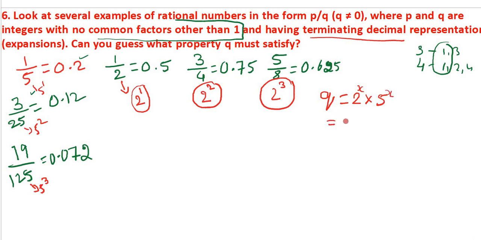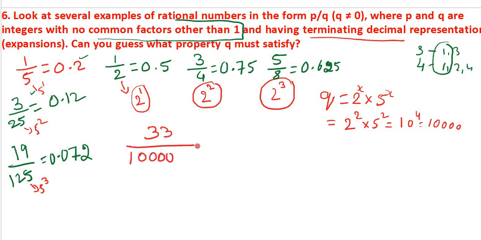For example, you can take 2 to the power of 2 into 5 to the power of 2? No, take 2 to the power 4 into 5 to the power 4, the answer is 10 to the power of 4. It means you'll have 4 zeros, right? You can divide any number, but don't take 35, since they won't be co-prime. You can take 33 divided by 10,000. If there are 4 zeros, you put the decimal point 4 digits from the right, so this answer becomes 0.0033.